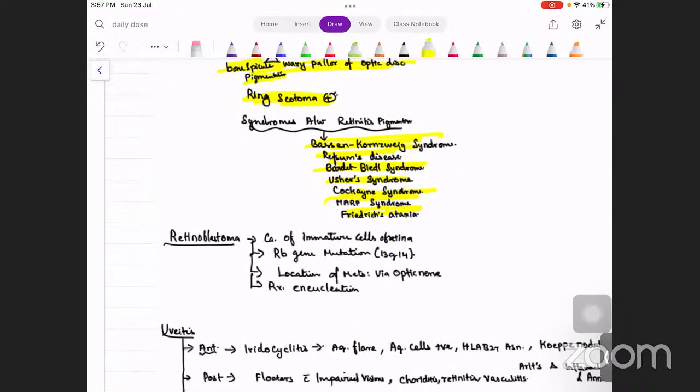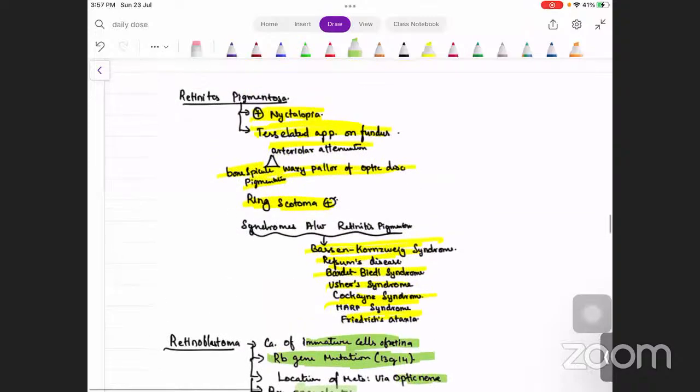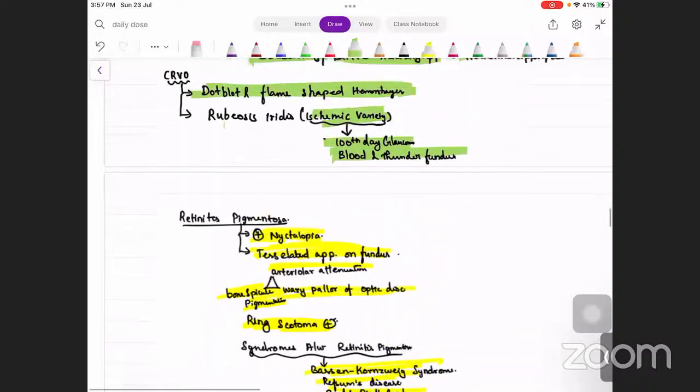Then you have retinoblastoma, a cancer of the immature cells of the retina. It is associated with RB gene mutation, at 13q14, a classical MCQ. Metastasis is via the optic nerve. Treatment of choice is enucleation. Okay, so retina we have done.